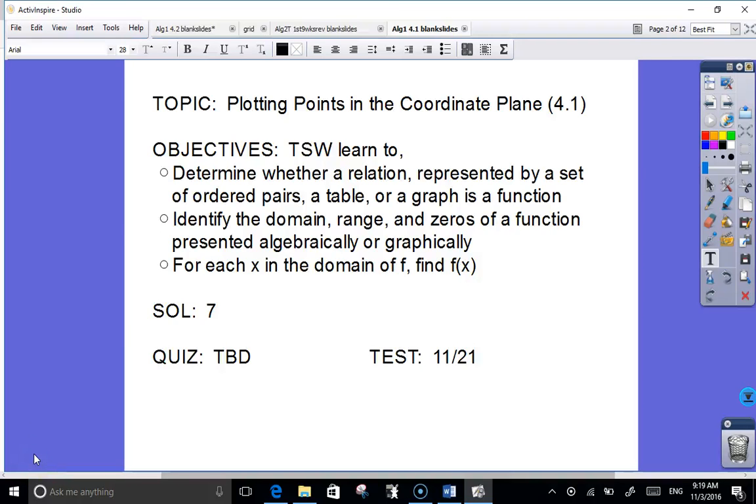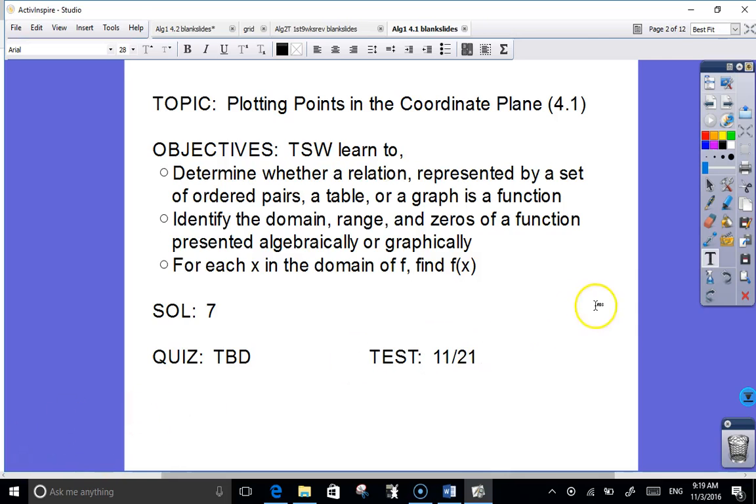Okay, some of you are going to find this to be review. You've probably done it before, but what we see is that you maybe are not as proficient at it as you really think you are. So I'm going to go through this pretty short lesson. Then I'm going to give you a worksheet to do in class for classwork, and then I'll give you homework. So this is about plotting points in the coordinate plane.